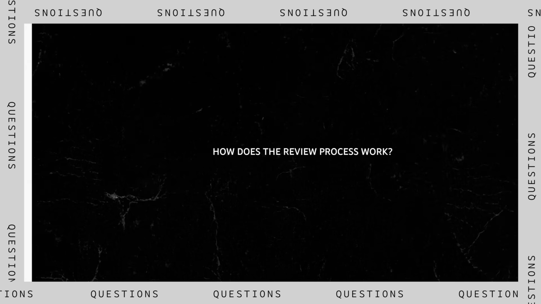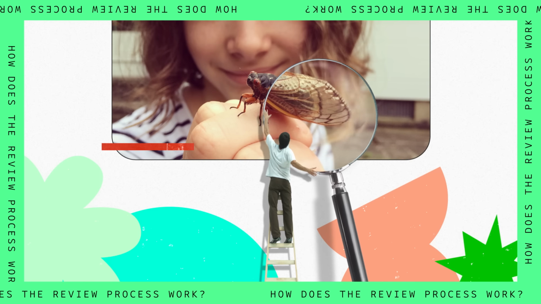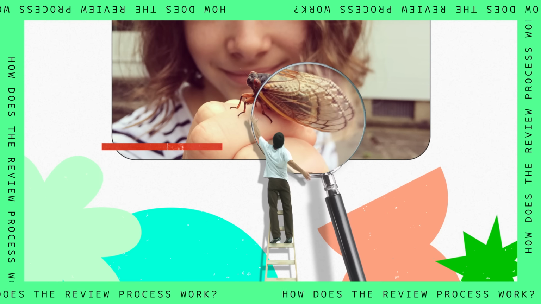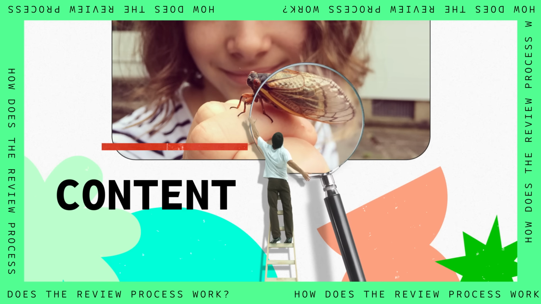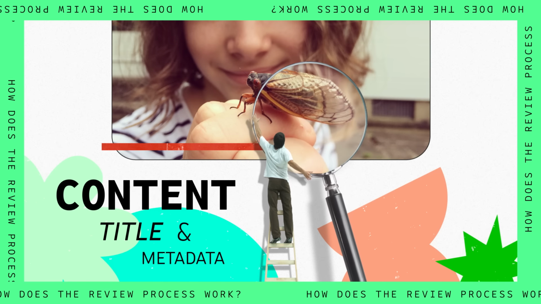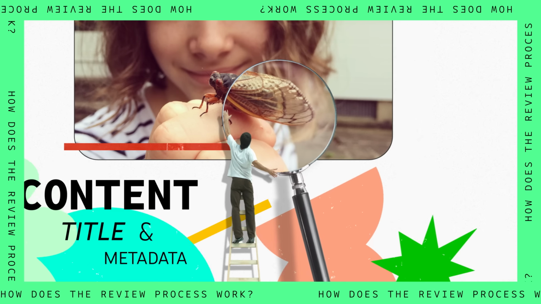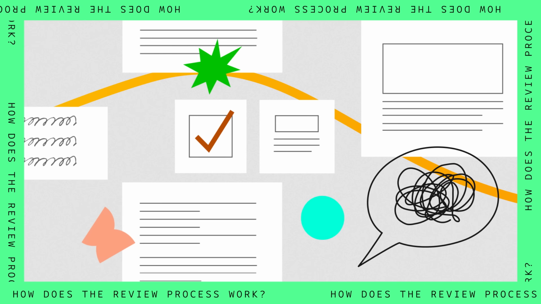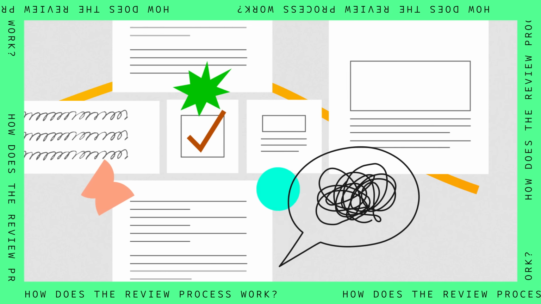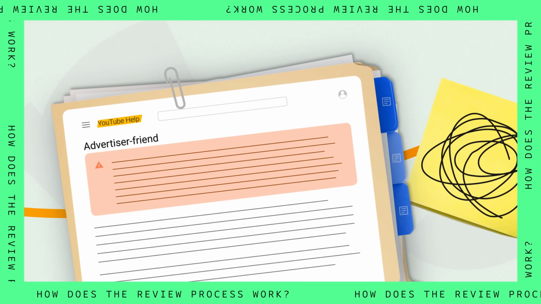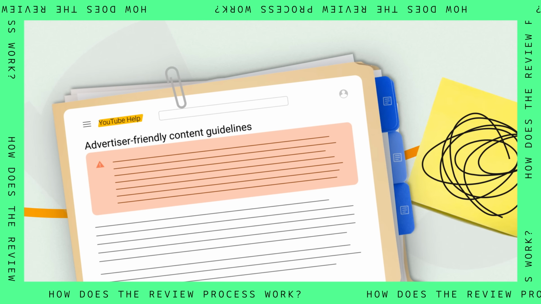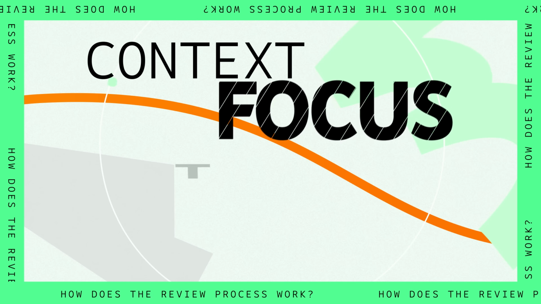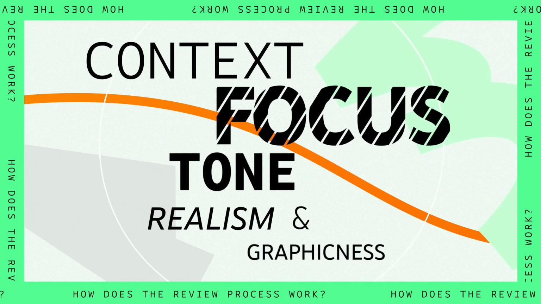How does the review process work? When you request a review, an expert looks at the video. They spend time watching the video and review its content, title, and metadata against our advertiser-friendly content guidelines. Our reviewers evaluate the video and related content as a whole. During their review, specialists use the advertiser-friendly guidelines paired with the following principles: context, focus, tone, realism, and graphicness.